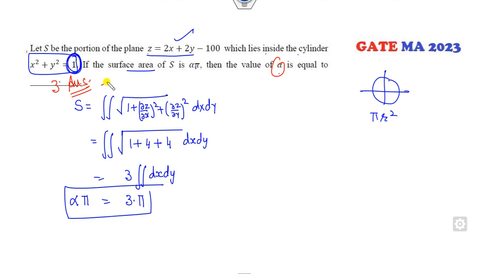So this is a very simple way you can apply the Green theorem as well as the Stokes theorem.